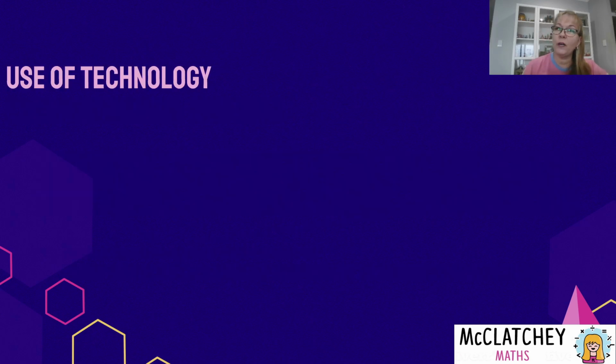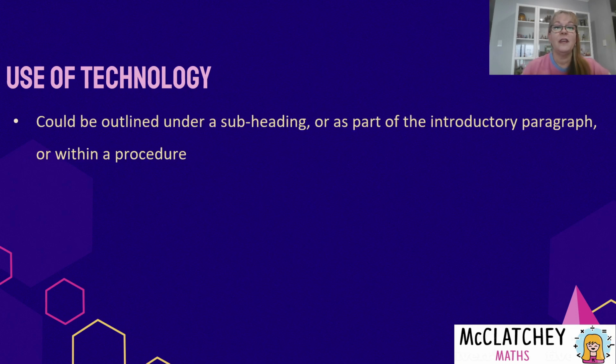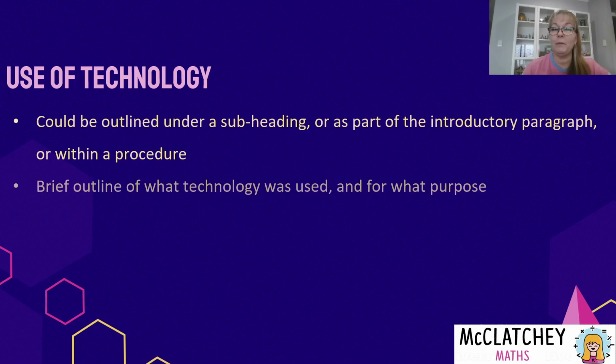Okay, the next important heading that you're going to want to consider is your use of technology. Now, if you've talked about the technology and how you're going to use it in your procedure, then you don't need to do it here. But if you're the kind of person who forgets to include things, then by all means, consider this section as a separate section. Just don't double up and repeat yourself in two different places. So this could be done, as I said, as a subheading, an introductory paragraph, or in the procedure.